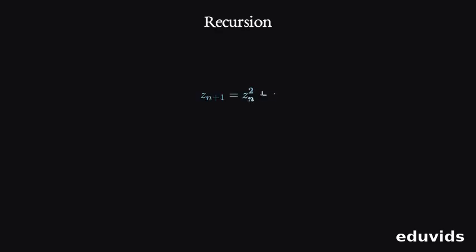Recursion uses the output of one step as the input for the next, letting detail grow without end. For the Mandelbrot set we pick a complex number c. Let z start at 0. Then repeatedly compute z equals z squared plus c. If the size of z ever exceeds 2, we color c according to how many steps that escape took. Otherwise c belongs to the set and we color it black.